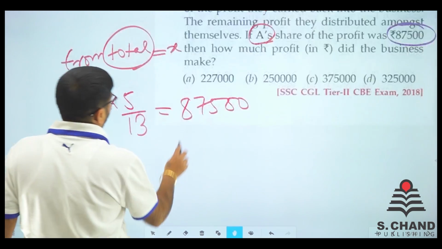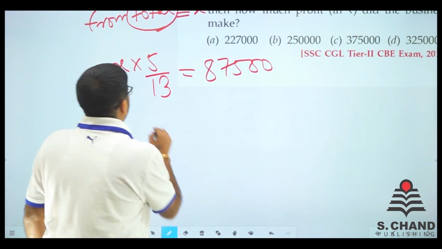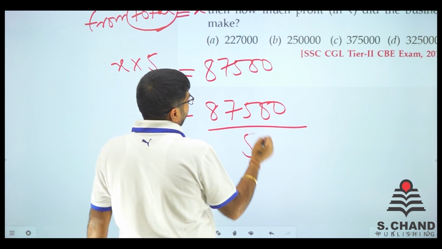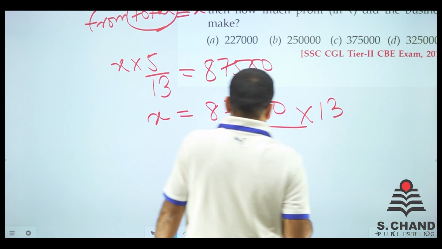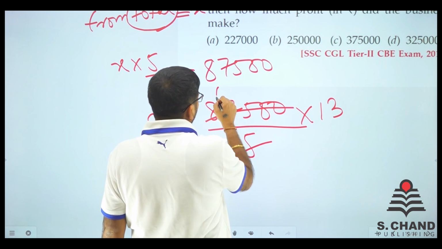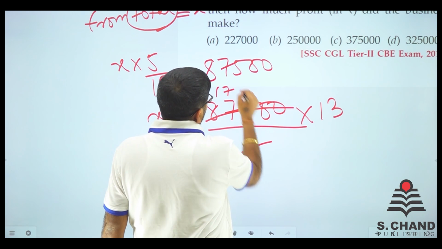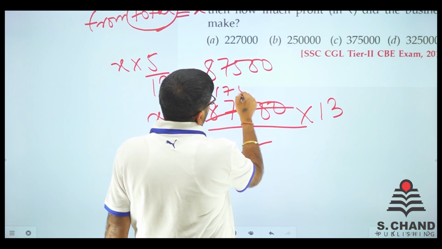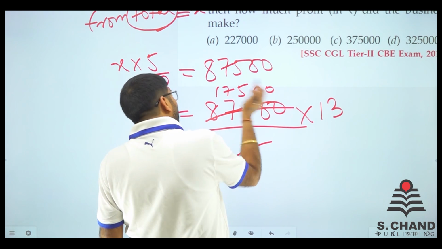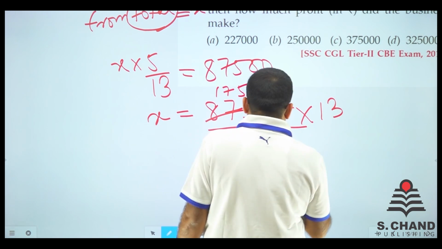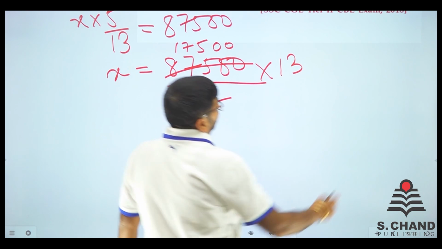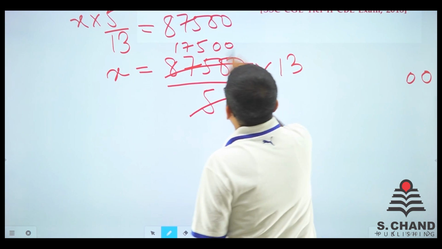So if it is 87,500, just do the simple calculations. X is equal to 87500 divided by 5 into 13, right? So if I divide by 5, we get 17500, right? Now multiply this by 13. So we put 2 zeros over here so that these zeros are gone.